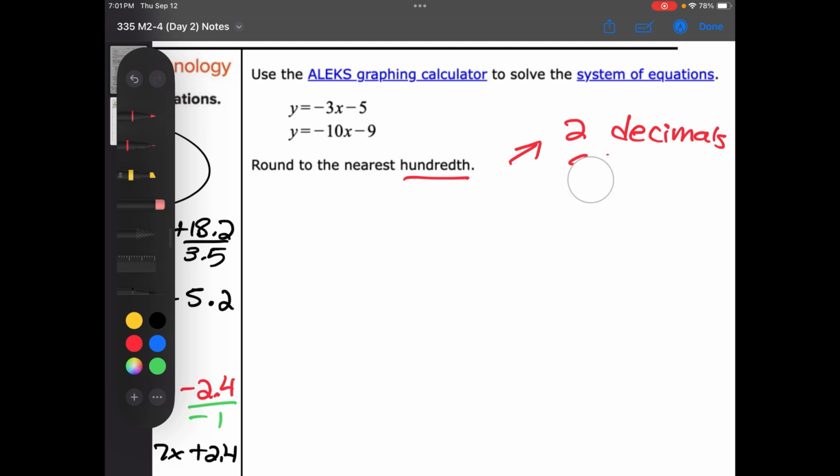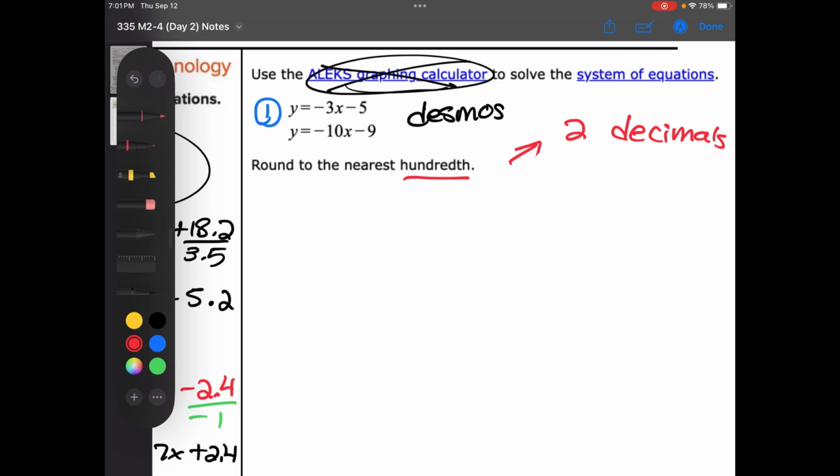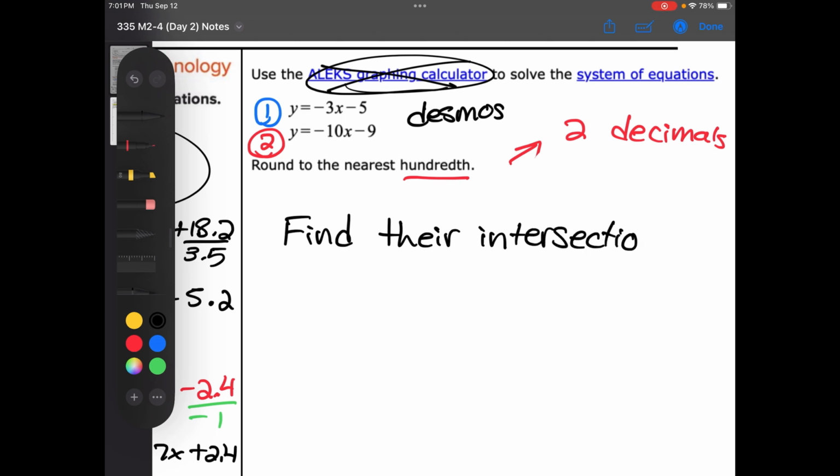So I'm going to go ahead and get rid of that so we aren't confused with that. Now, to solve this, it says to use a graphing calculator. You don't have to use that. Use Desmos. What we're going to do is graph. Remember, you're going to type in equation 1 on Desmos and equation 2, exactly how they appear. You are going to find their intersection. Okay, so you're always going to have an x coordinate and a y coordinate when you're graphing these.